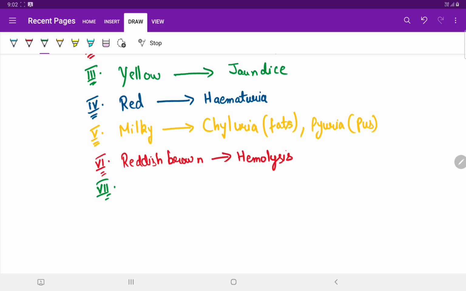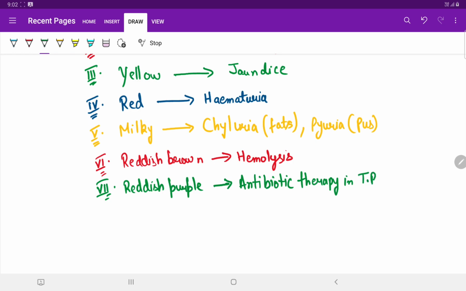And if the urine is reddish purple, which on standing changes to red in color, it indicates antibiotic therapy in TB. The persons who are given the antibiotic therapy regimen for tuberculosis may have this coloration in the urine. So this was regarding the color.